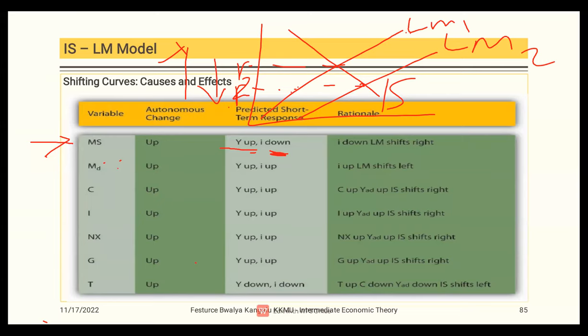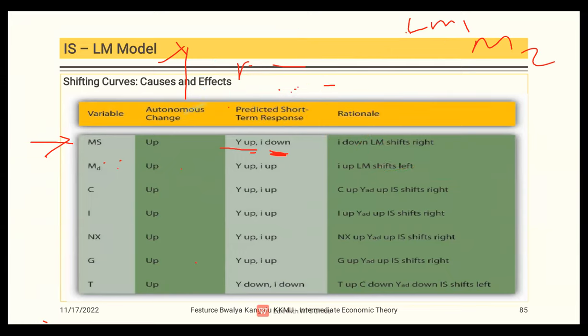So when money supply goes up, obviously the LM shifts to the right, then the quantity of money increases as well. So the quantity of money increases because money has been supplied. You followed, right? Yes, I have.